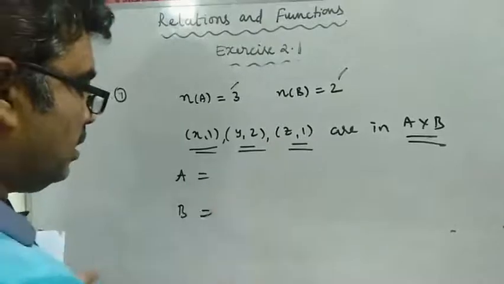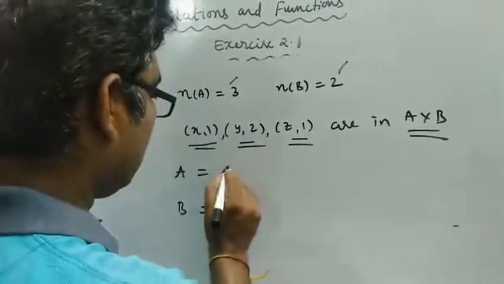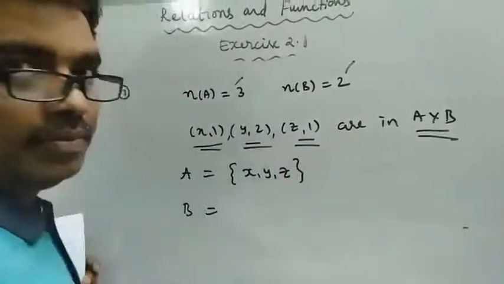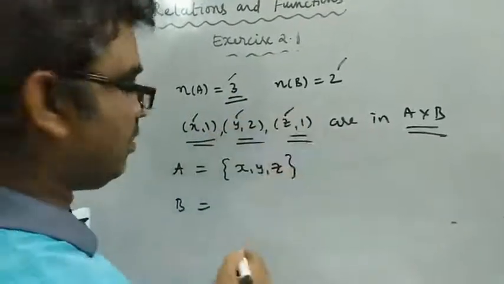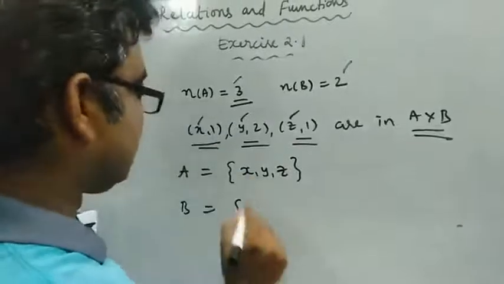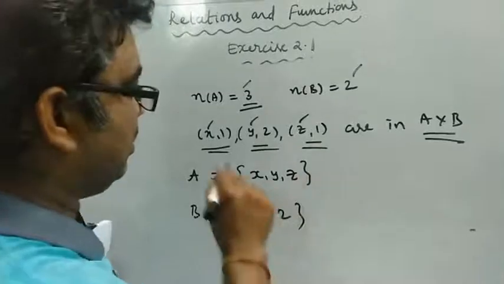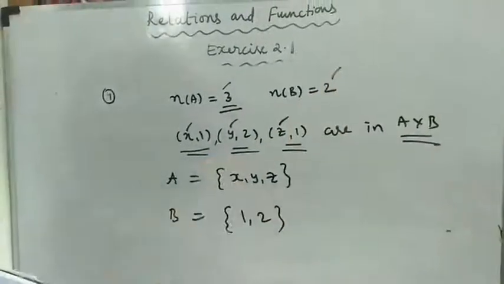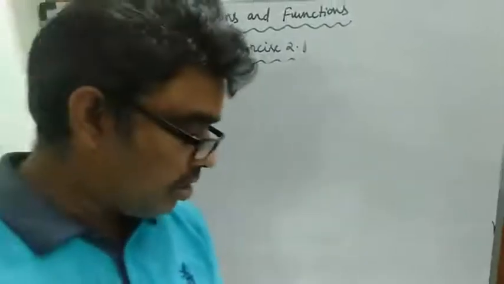A means the first elements of the ordered pairs, that is x, y, z. This is set A, so n(A) is equal to 3 clearly. B is the second elements of the ordered pairs, that is 1, 2. 1 is repeated. So n(B) is equal to 2. Clearly these are the elements in set A and set B.